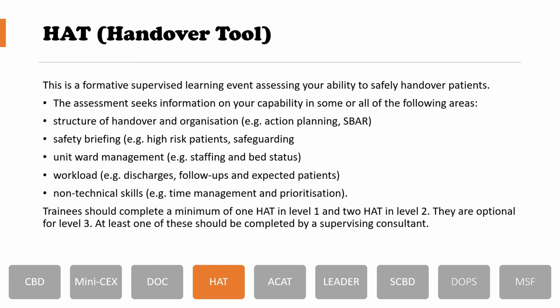Trainees should aim to complete a minimum of 1 HAT in level 1 and 2 HATs in level 2. They are optional in level 3, and at least one of these should be completed by a consultant.